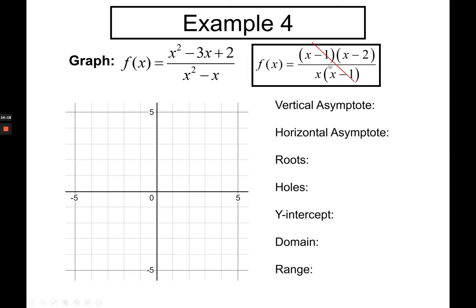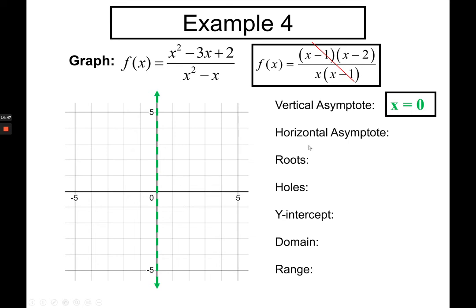Prepare your graph. We have to leave the x minus 1 there, because we still need it for some parts of the graph. What is your vertical asymptote? Well, since x minus 1 is cancelled, it's only x that's going to be the basis of your vertical asymptote. Vertical asymptote is based on the uncancelled denominator factor. So x is equal to 0. Therefore, your vertical asymptote is on the y-axis.